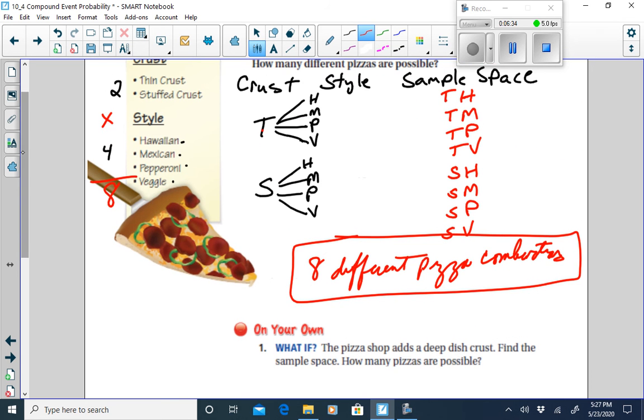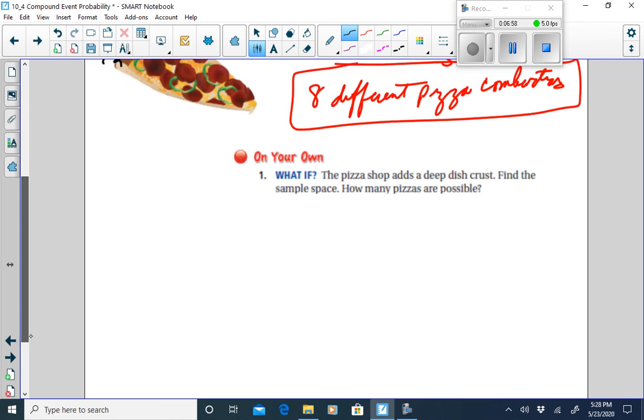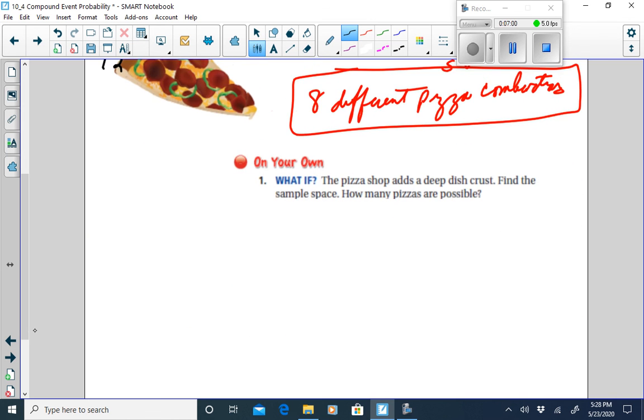Well, if we add a deep dish, we'll call that a D, right? A deep dish. That means instead of 2 times 4, we would then have 3 times 4, right? So we know that there are going to be 12 possible outcomes down here for this next problem, right? But we want to know what those outcomes are. So we're going to set up our tree diagram the same way.